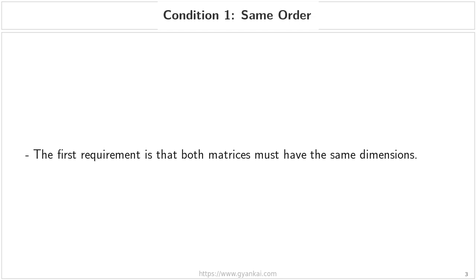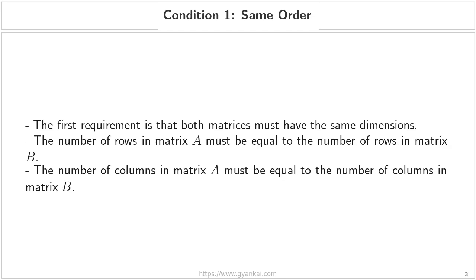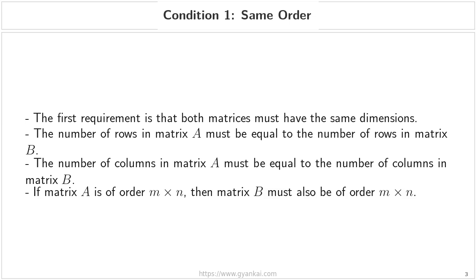Condition 1, same order. Now, let's dive into the first mandatory condition I mentioned in the previous slide. The matrices must have the same dimensions. To put this simply, it means that the number of rows in matrix A must be exactly equal to the number of rows in matrix B. And similarly, the number of columns in matrix A must be exactly equal to the number of columns in matrix B. In mathematical terms, if matrix A is of order m by n, then matrix B must also be of order m by n. If these dimensions do not match perfectly, the matrices cannot be equal.